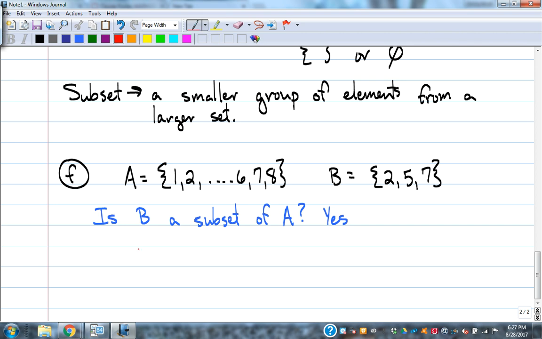The notation that we would use to state that is you'd use the letter B for the subset, and then this is the symbol for subset. It's not a C, it's more like a sideways U with a line underneath it. Then A. And you would read that B is a subset of A. That's the notation that you might see with that. B is a subset of A.